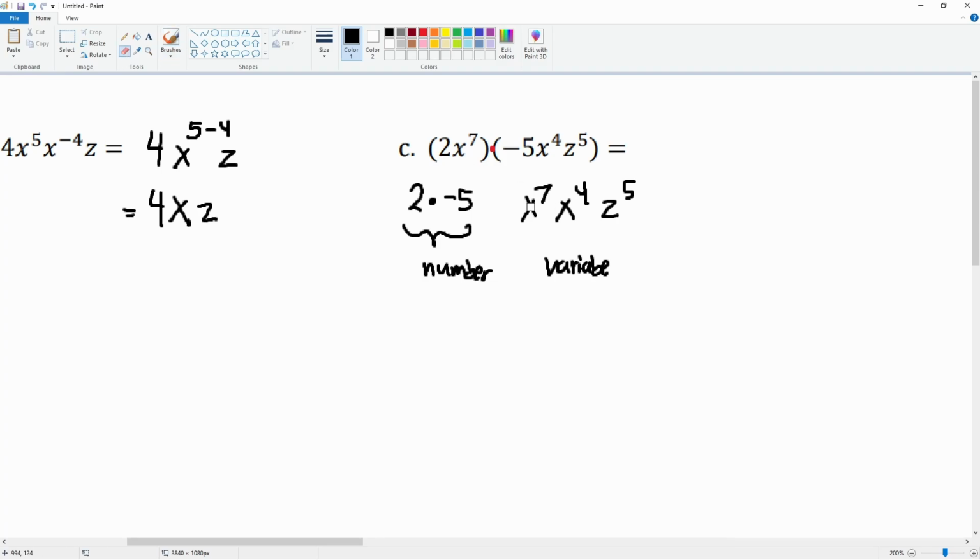But notice we have x to the 7 and x to the 4. The exponents here will what? Add. All right. Okay, and the fact that it adds, 7 plus 4 becomes 11. So we can write this as just x to the 11. Okay, so this leaves us now with 2 times negative 5, which we can simplify to get negative 10. So the final answer is negative 10 x to the 11 power z to the 5th power.